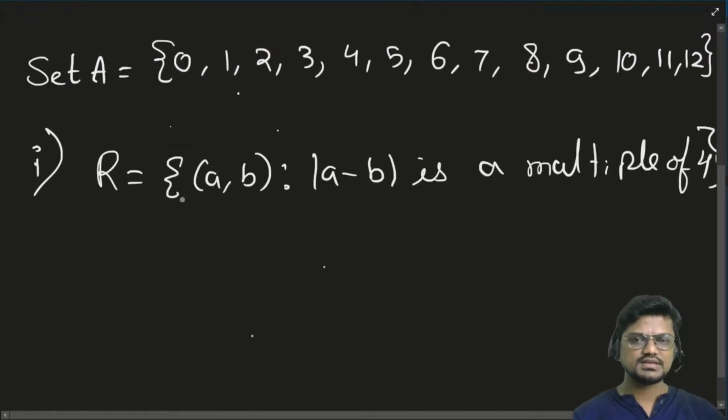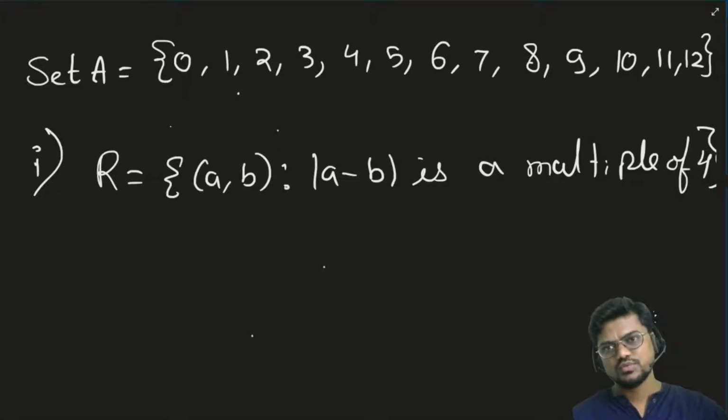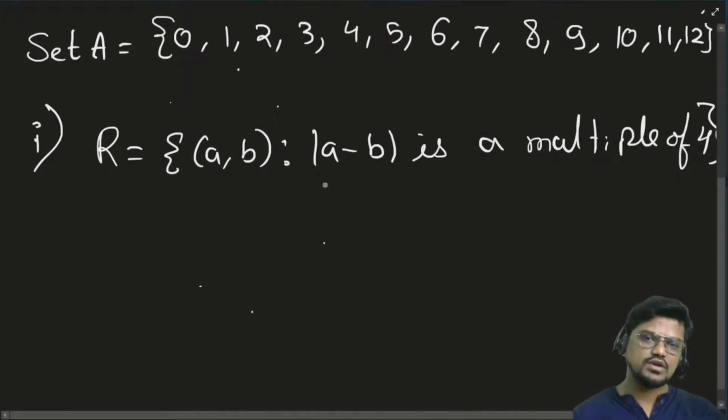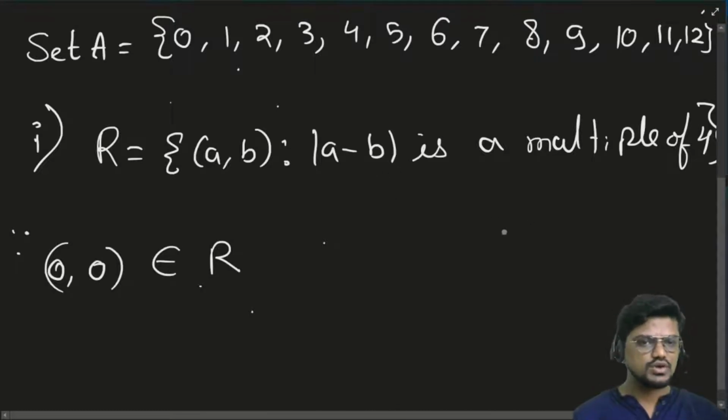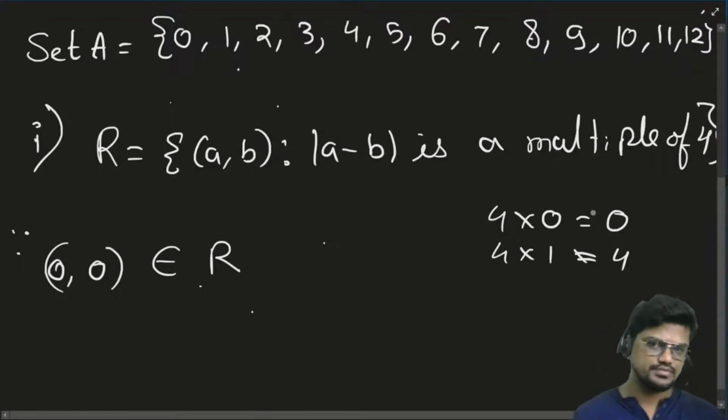Now, over here, the relation is given by R, the set of all (a, b) such that modulus of a minus b is a multiple of 4, right? So if I write (0, 0), does it belong to the relation? Since 4 into 0 is 0, and 4 into 1 is 4, 0 comes in the table of 4.